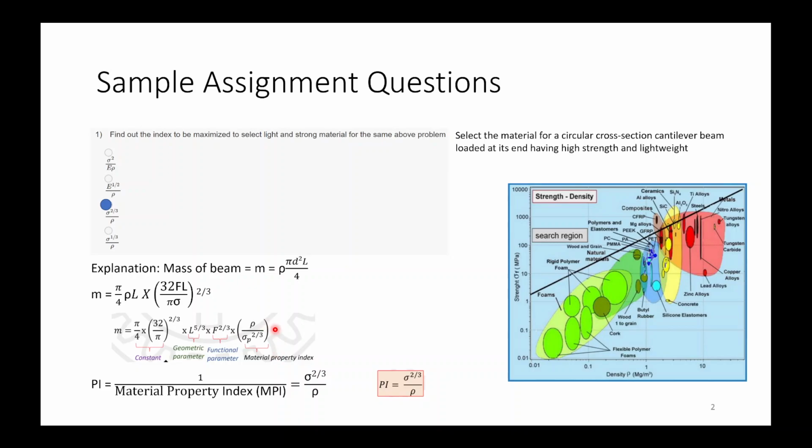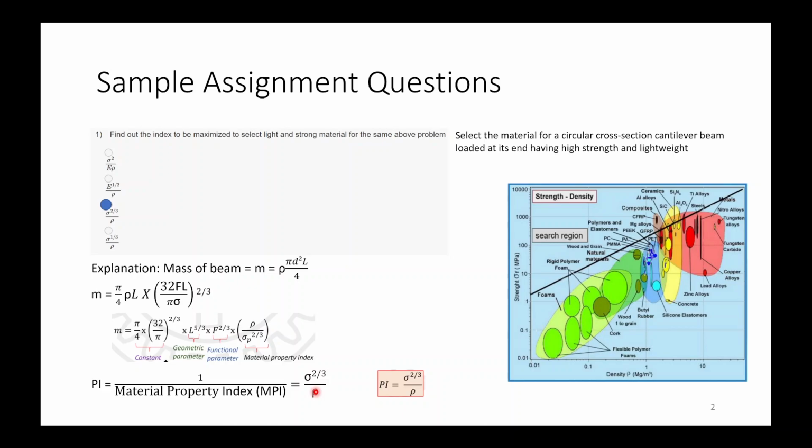This index is taken inverse for the performance index. So this is what we try to maximize. We'll be trying to maximize this performance index, which will be the inverse of this term. So it will be sigma to the power 2/3 divided by rho. Corresponding to this, we'll be drawing lines. By selecting a particular line, the materials above it will be our search region.